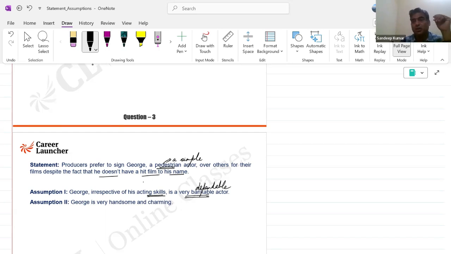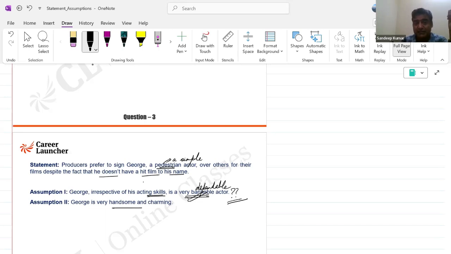We do not know. George may be a versatile actor. He might have a sense of timing, a sense of comedy. He might be polite, courteous in dealing with his transactions. Might be a very dependable or a bankable actor. Not sure. This cannot directly be inferred or assumed.